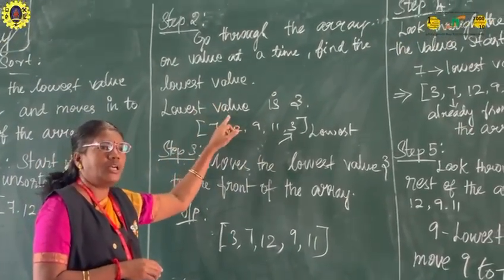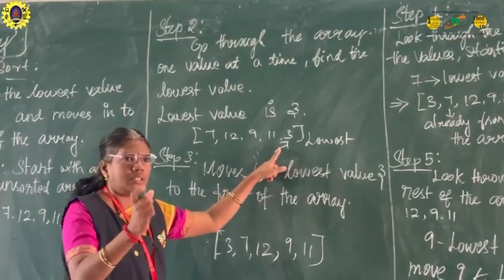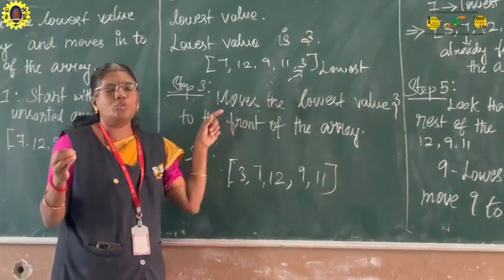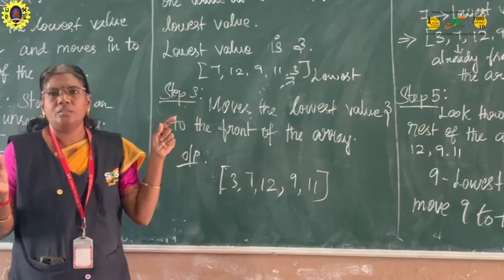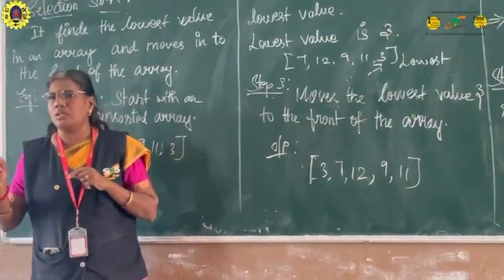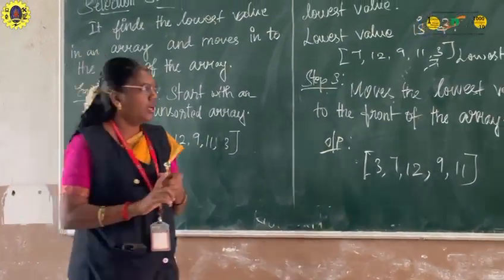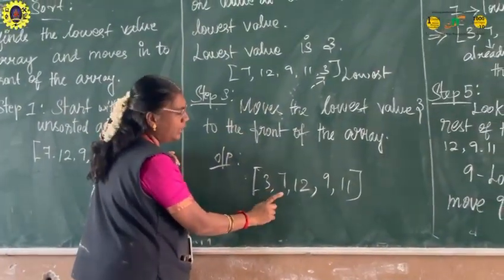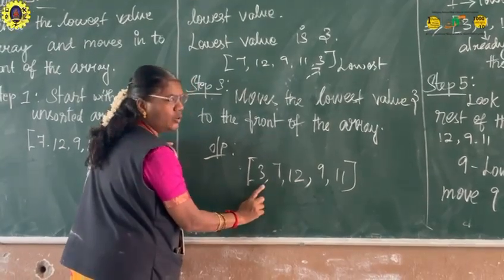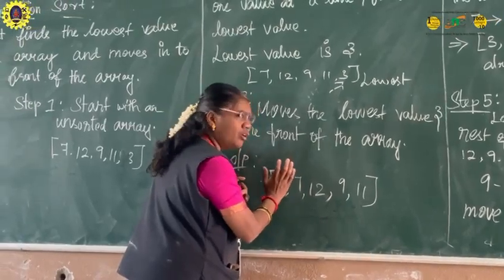First of all, we have to check for the lowest number in the array. 3 is the lowest. Then we have to move that element to the front of the array. This is the first step. 3 will be moved to the front, and the remaining elements stay as usual: 7, 12, 9, 11. 3 is the lowest, and now it is a sorted element. This is one step.